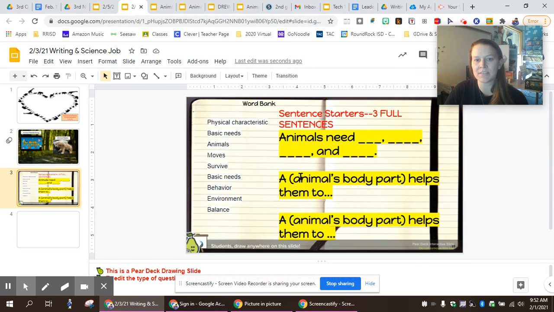Okay, then these next two are using those animal slides that I just showed you about the duck, where you need to think of an animal's body part and how it helps them to do something. Okay, then you can think of another animal's body part and how it helps them to do the next thing. So if I was doing the duck, I would say a duck's feet help them to swim to get fish. Okay, and then I would think of a different animal's body part and how it helps them for maybe my third sentence. Okay, so I need 3 full sentences. The first one could be about the animal's needs. The other 2 could be about how their body parts help them.